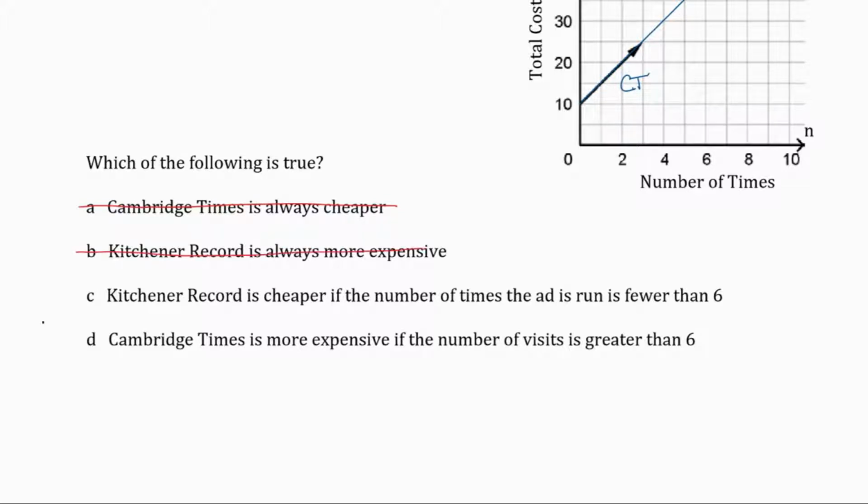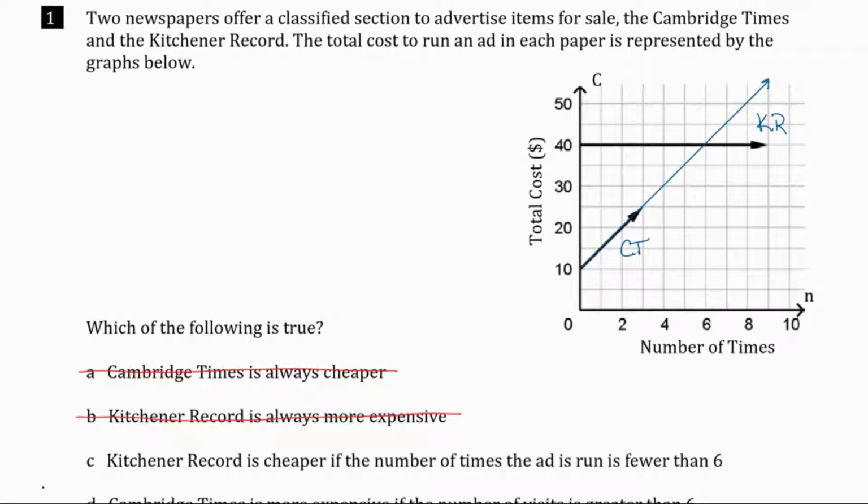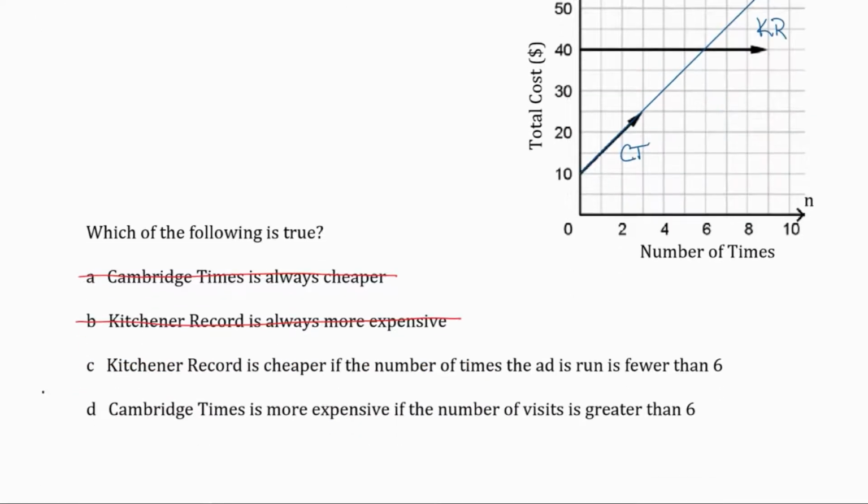That is not true. Kitchener Record is going to be cheaper the more times you run the ad. Kitchener Record is cheaper if the number of times the ad is run is fewer than 6. So fewer than 6, this is where 6 is. Fewer than 6, Kitchener Record is more expensive because it's above. So that one is also incorrect, as long as I've done that correctly.